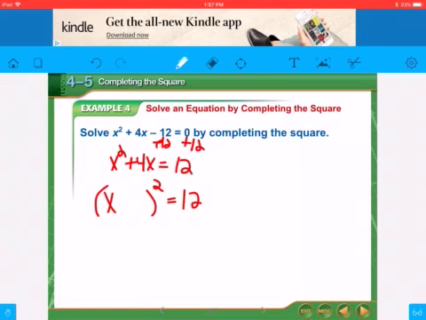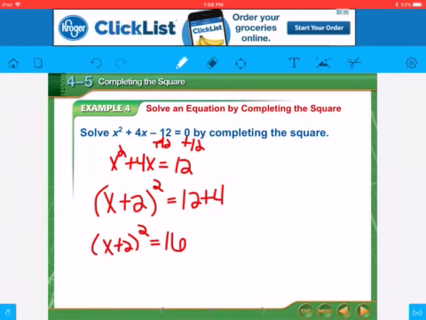Now I'm going to go to where x is. So this is a 4x. My b is 4. And I'm going to half b. So it's going to be plus 2. I take half of b, and that's what goes in the parentheses. Now that number that I just took half of, I'm going to square that and add it to the other side. So 2 squared is 4, so I'm going to add 4 to the right side. So now I have x plus 2 squared equals 16.